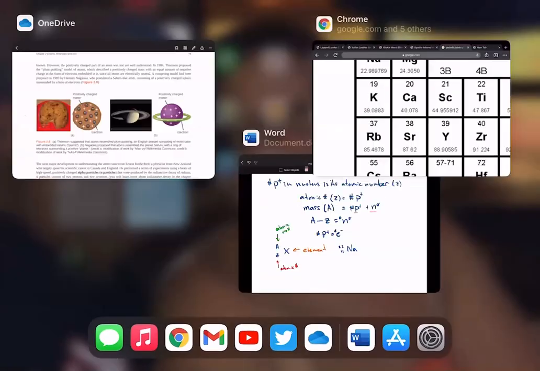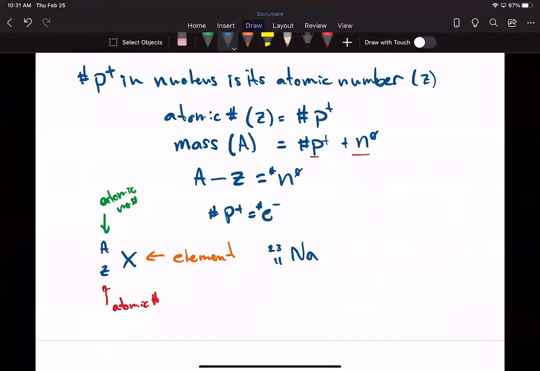The number of neutrons, again, in order to figure out the number of neutrons, we take the mass and subtract the number of protons. So the number of protons here is 11. The number of electrons is 11. And the number of neutrons is A minus Z. The mass, 23, minus the number of protons, 11, equals 12. So the number of neutrons is equal to 12.